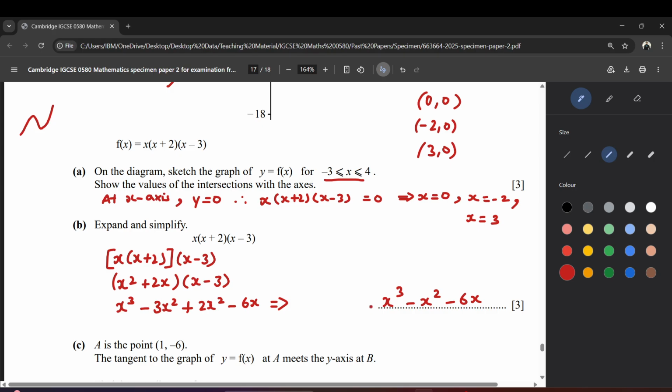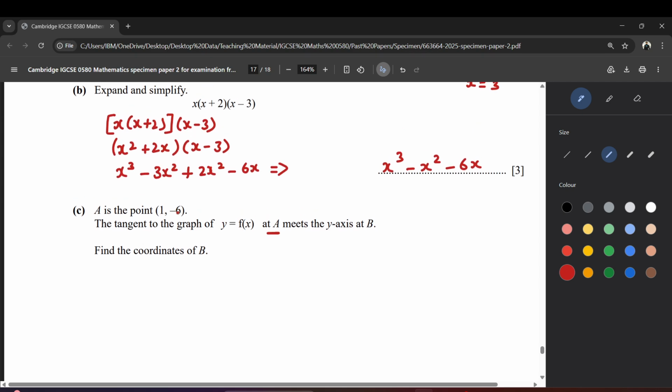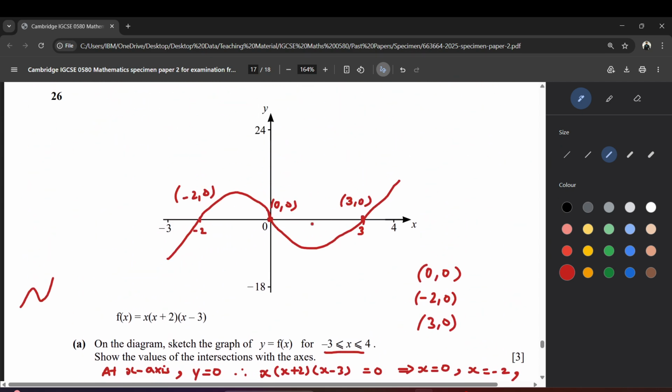Okay. The next one: A is the point (1, minus 6). The tangent to the graph of y equals f(x) at A meets the y-axis at B. Okay, the tangent to the graph of y equals f(x) at A. Where is A? It is at (1, minus 6). So 1 should be here, and minus 6, let's say that minus 6 is somewhere over here. So let's say that this is your point A.